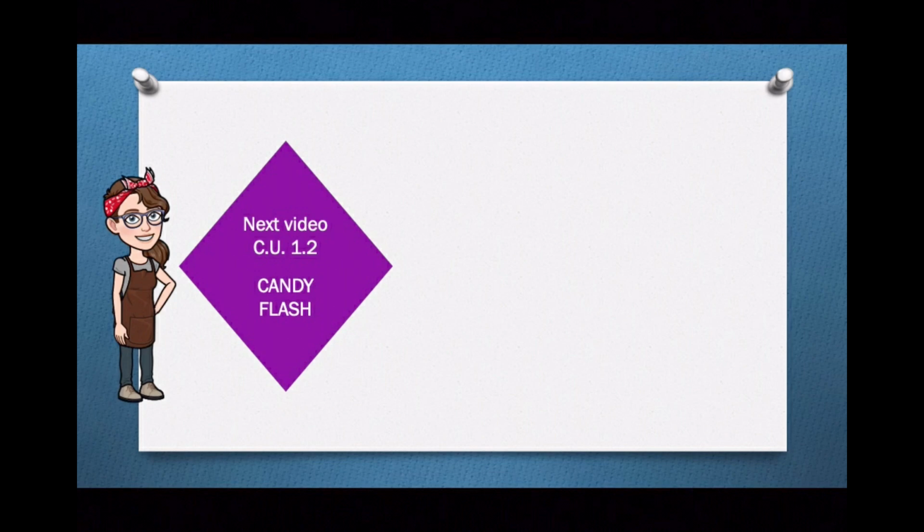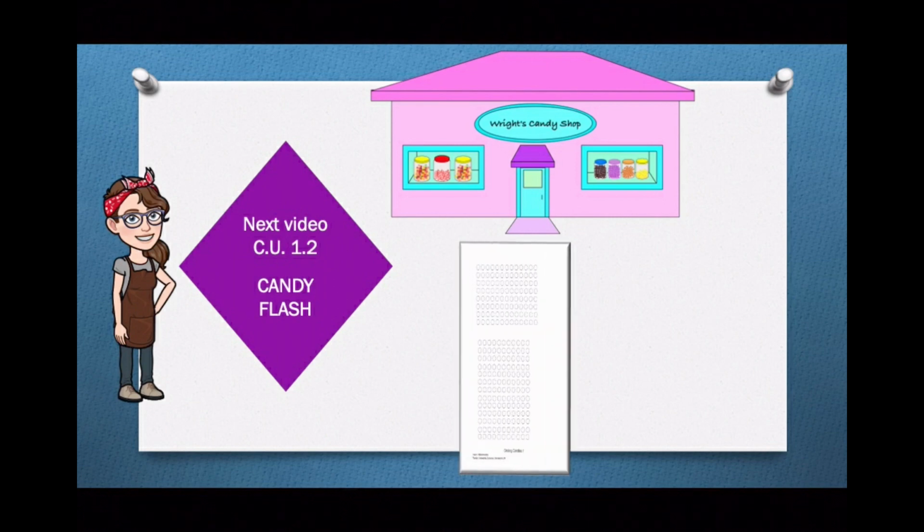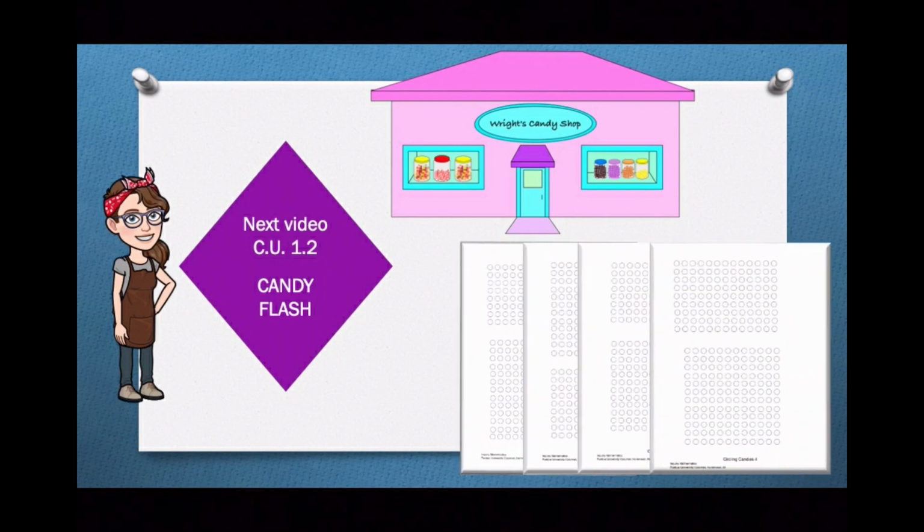The next video segment is devoted to a discussion of the third instructional activity, Candy Flash. A note to the teacher, a picture that can be used to introduce the candy shop scenario, and several pages of Circling Candies tasks that can be used with students are available on the website.